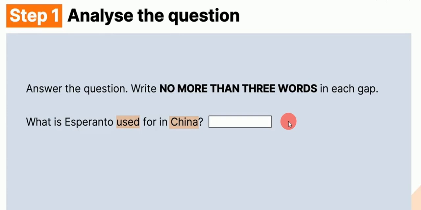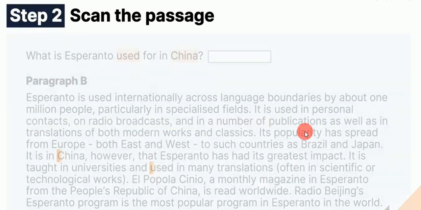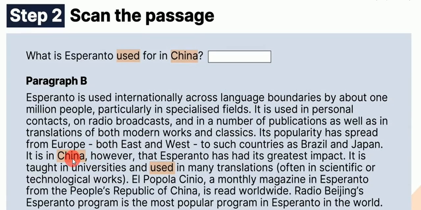Another important aspect is that you also need to understand what specific information you are looking for. Here it says, what is Esperanto used for? So you know you're looking for something, which is probably a noun or noun phrase or gerund, something that answers the question, what? Luckily, paragraph B contains the exact keywords from the question, which does not always happen. You could also find synonyms or paraphrases, so be ready for that. Anyway, it is probably the right paragraph to look for the correct answer.